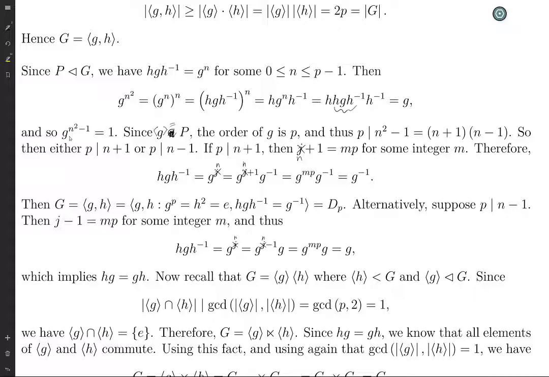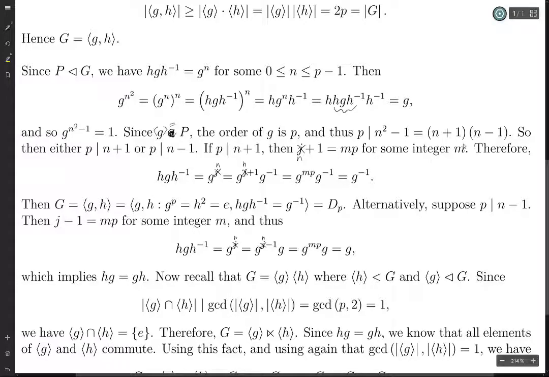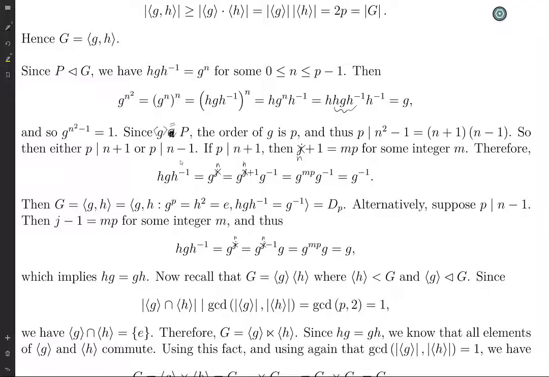And you can write n squared minus 1 as n plus 1 times n minus 1 over here. So in order for this to hold, either p is going to divide n plus 1 or p is going to divide n minus 1. So let's consider these cases and see what happens.